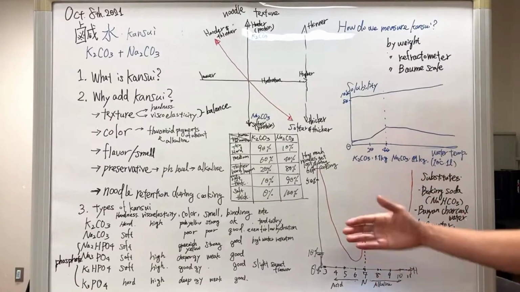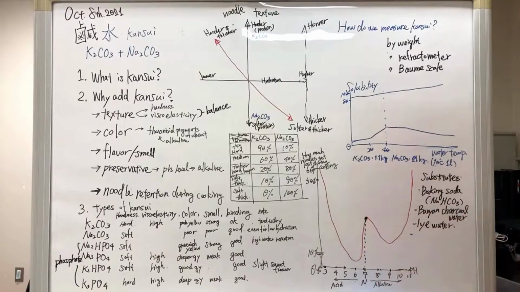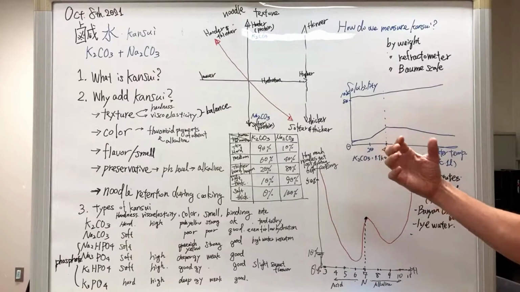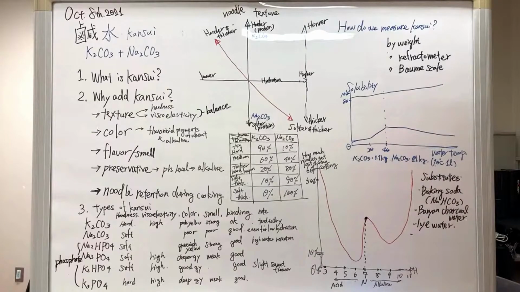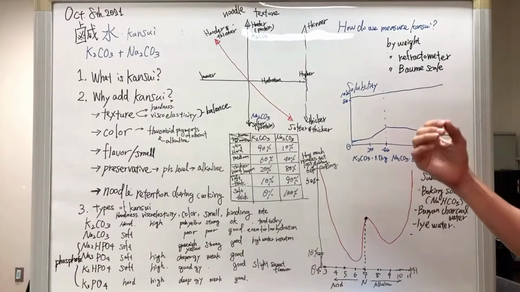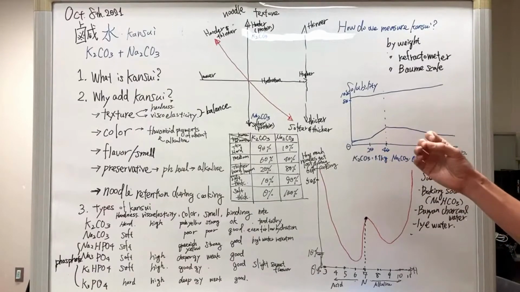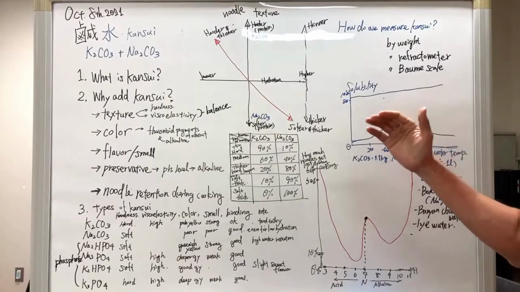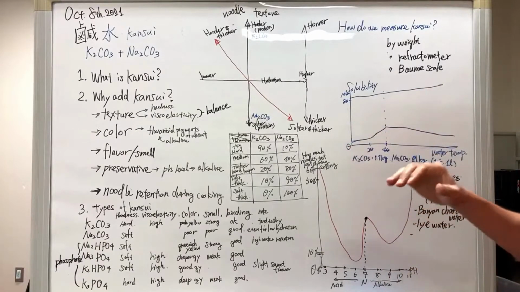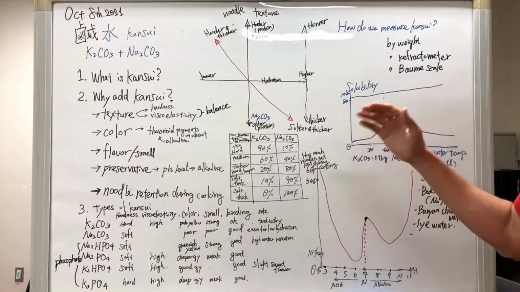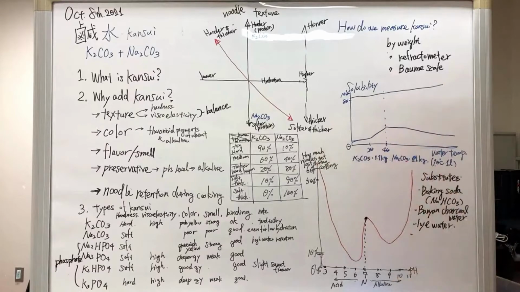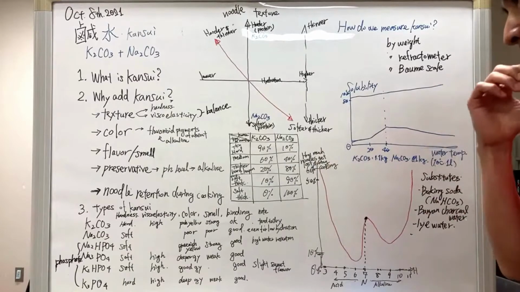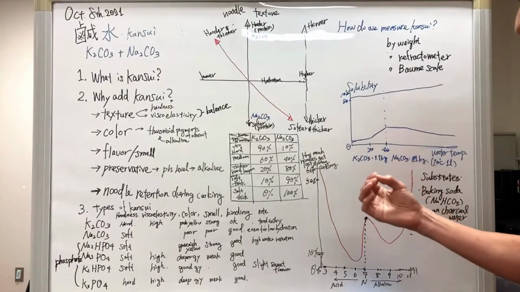And then the flavor and smell. Some people actually don't really like the smell. It has a strong smell that's kind of hard to describe, kind of bitter. Depending on the type of Kansui you use, the smell of the noodles you make with it can be really strong. So that's another characteristic of Kansui.